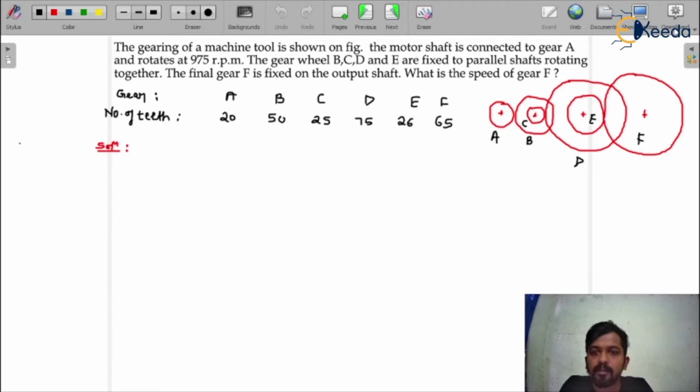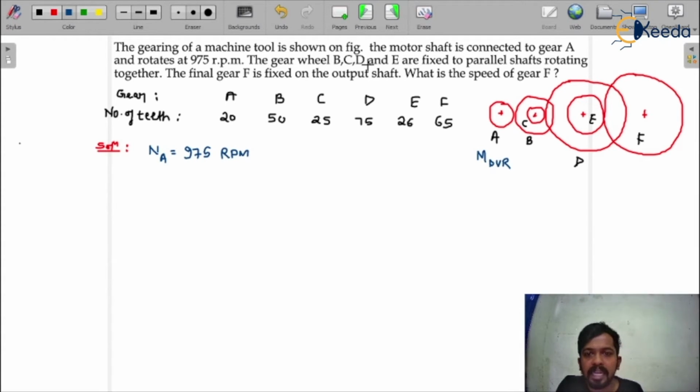In the question it is given that the motor shaft is connected to the gear A. When the motor shaft is connected to gear A, it means A is the driver. So A is our main driver because the motor shaft is connected to it, and it rotates at 975 rpm. So I can write here the speed of the gear A is 975 rpm.